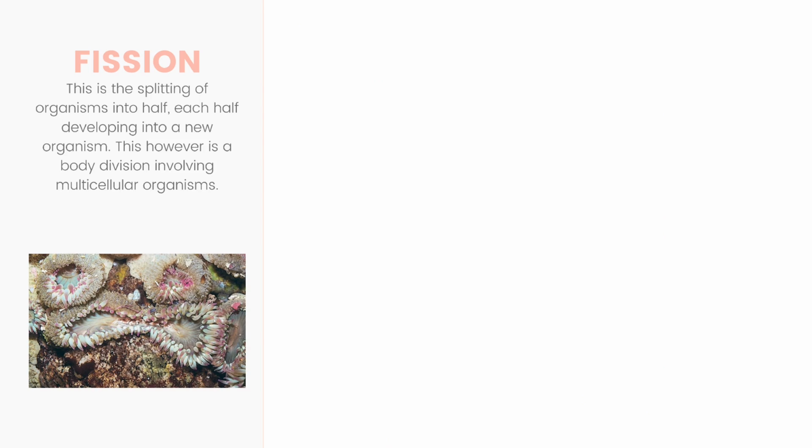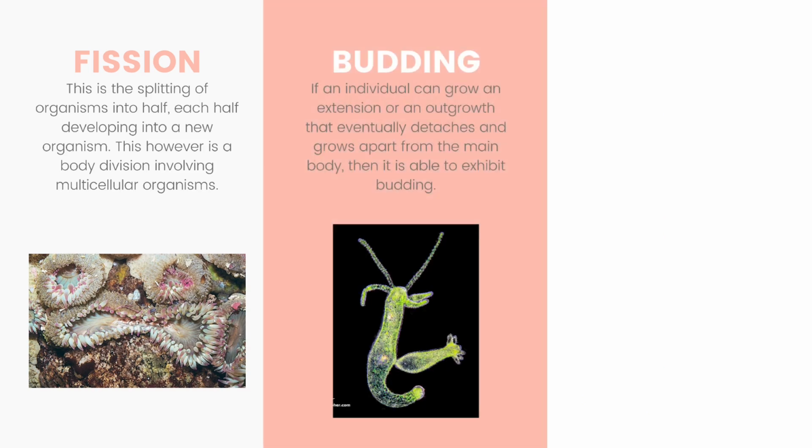Another asexual reproduction in animals is budding. This is an example from the hydra. In this case, an individual can grow an extension or an outgrowth that eventually detaches and grows apart from the main body.